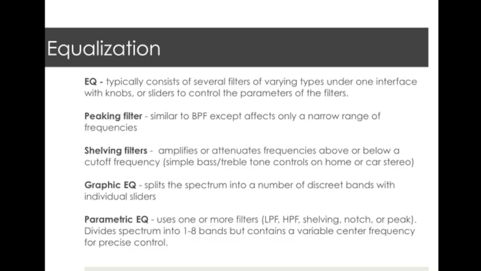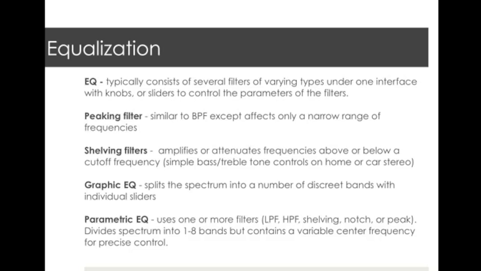There are peaking filters. These are similar to the bandpass filters, except they affect only a narrow band of frequencies. Shelving filters are much wider. Probably your home consumer stereo system, which has a treble and a bass, that's a shelving filter. It has a wide range that it will affect, and it usually just attenuates or amplifies above a certain cutoff frequency, and it's a very simple kind of filter design. So your car stereo will usually have shelving filters as such.